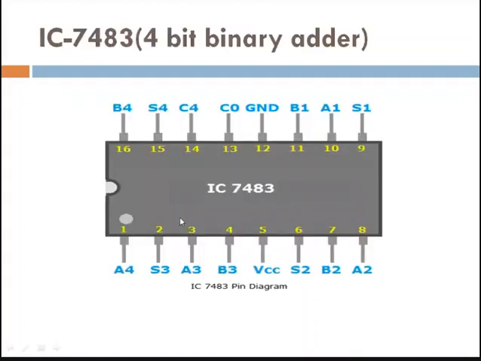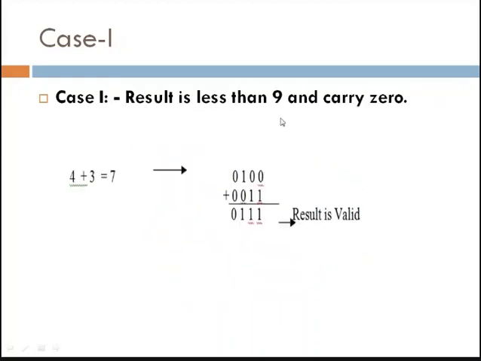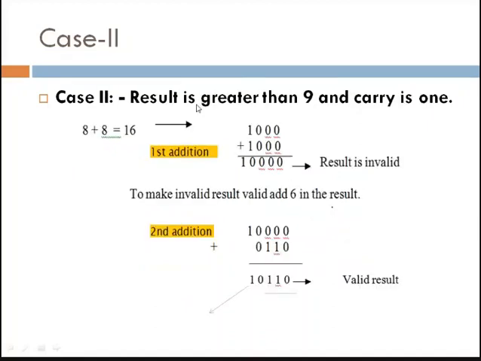Now we want to perform this BCD addition by using this IC. Hope you are getting these cases. The first one is the result is less than 9 and the carry is 0, so that result is considered valid. If the result is greater than 9 and the carry is also generated, we need to convert it.